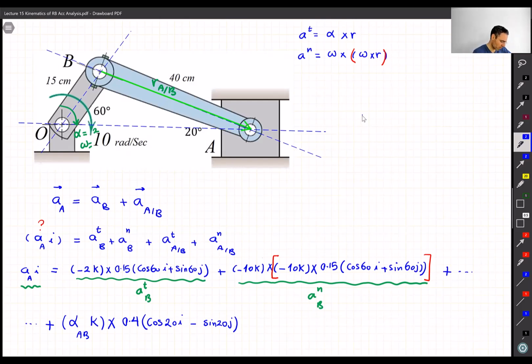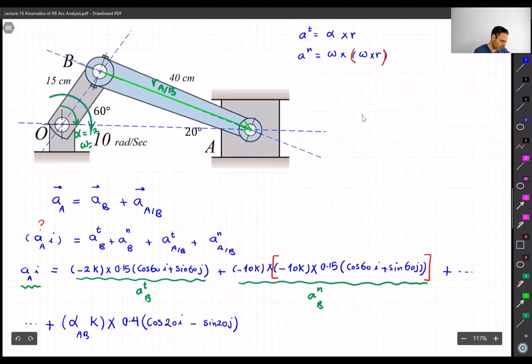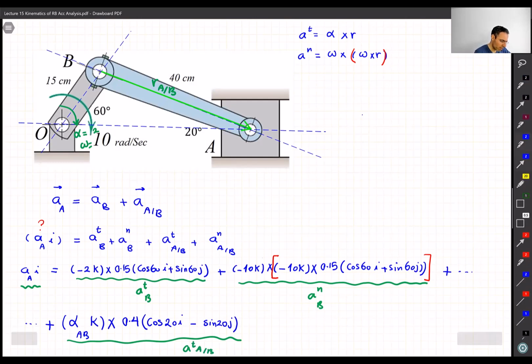So alpha cross RA with respect to B, this is what we found, right, this component. So this is AT, A with respect to B. And then getting to A normal, we use the formula.